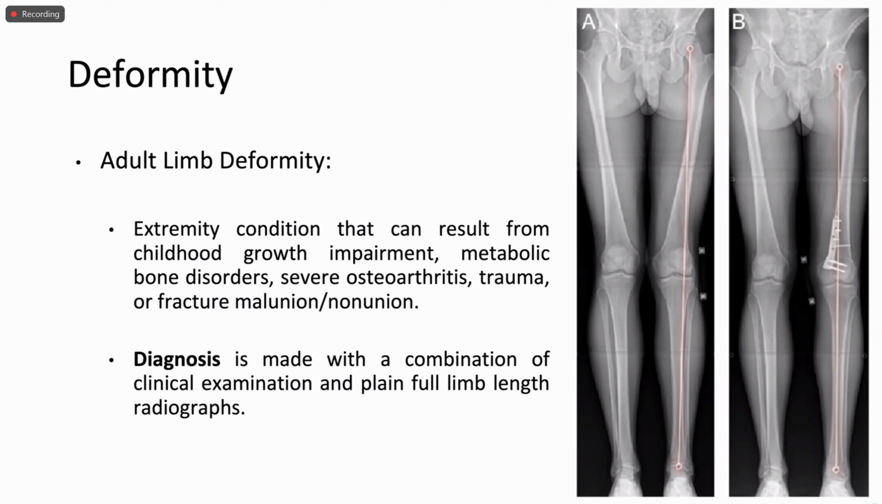So, adult limb deformity, the definition: it's a condition that results from childhood growth impairment, metabolic bone disorder, severe osteoarthritis, trauma, fracture, malunion, or non-union. Anything that can affect the alignment of the long bone. As you can see on the image, A and B, A is the deformity. You can see the line doesn't pass around the center of the knee. However, in B, after they did the osteotomy and corrected the alignment, the line passes around the center of the knee.